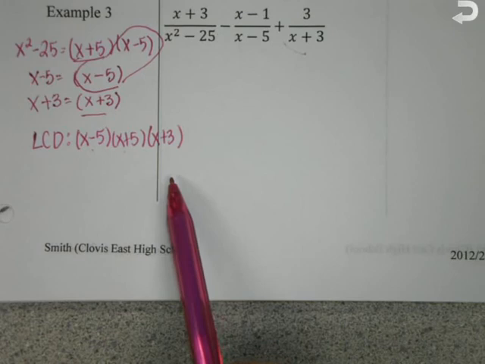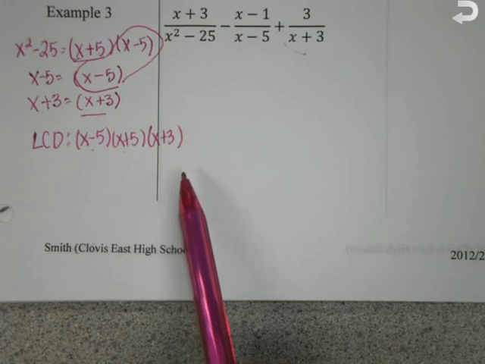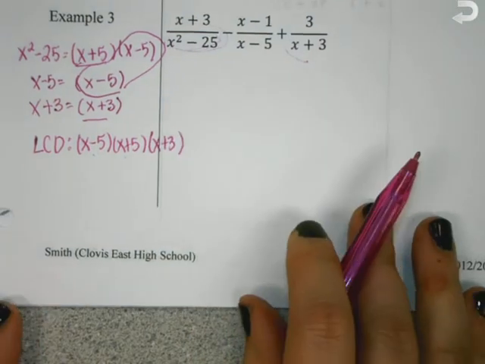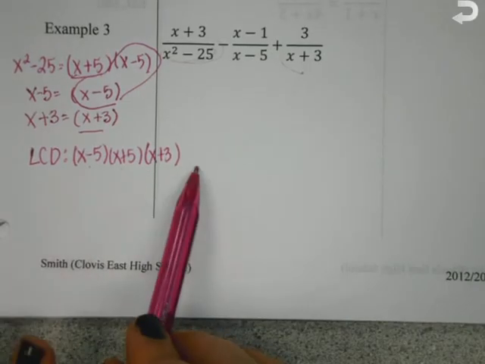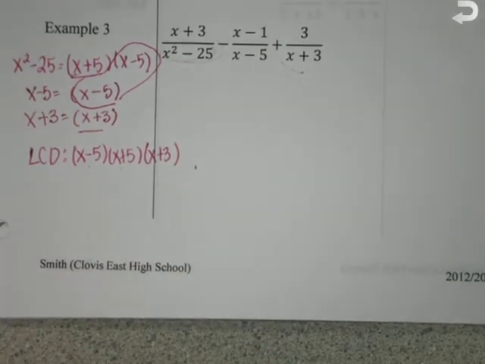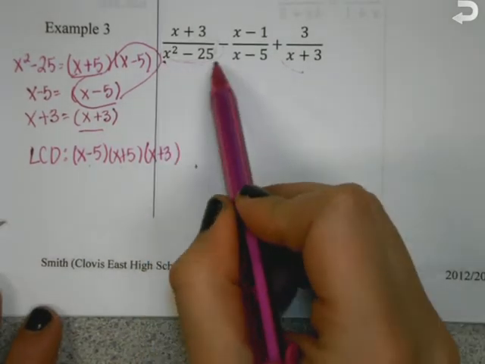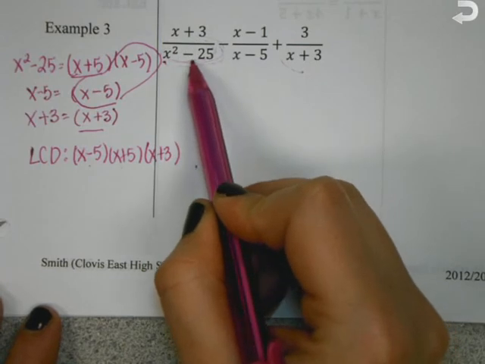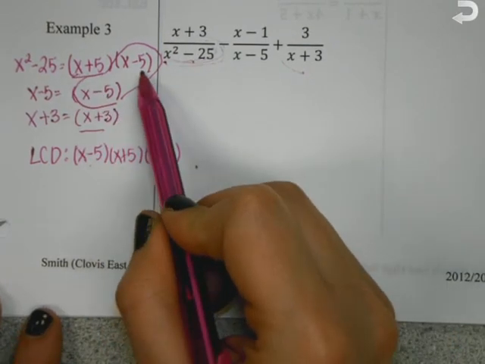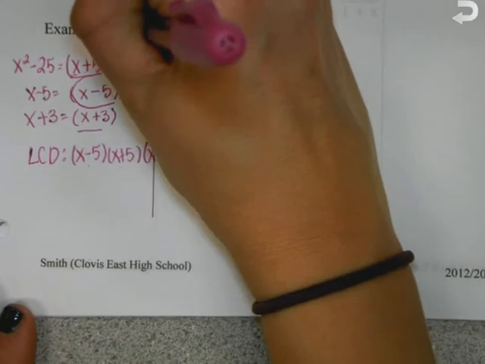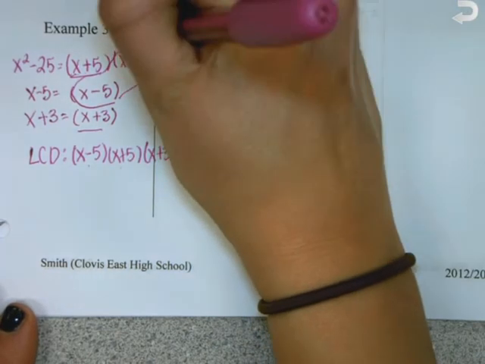Now, let's look at each term. We determined the common denominator. All I want to do now is to get that common denominator. So this x squared minus 25, that's x plus 5 times x minus 5. So what's the only term from the LCD that it's missing? x plus 3. So you're going to multiply the numerator and denominator by x plus 3. Okay?